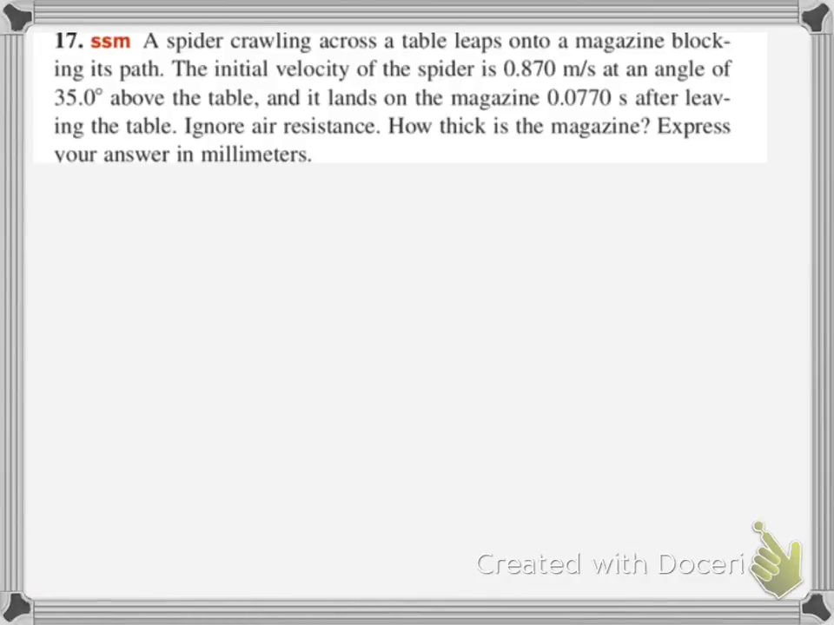Okay, so this question says a spider crawling across the table leaps onto a magazine blocking its path. The initial velocity of the spider is 0.87 meters per second at an angle of 35 degrees above the table, and it lands on a magazine 0.077 seconds after leaving the table. Ignore air resistance. How thick is the magazine? Express your answer in millimeters.